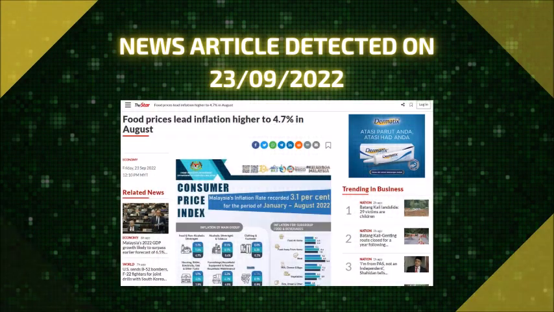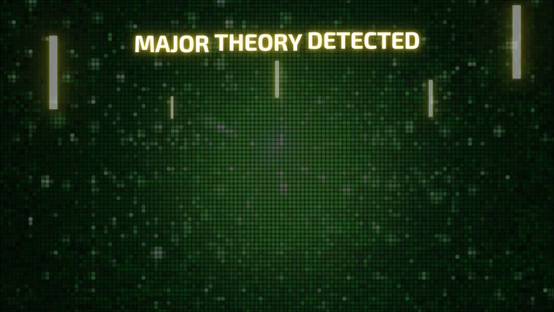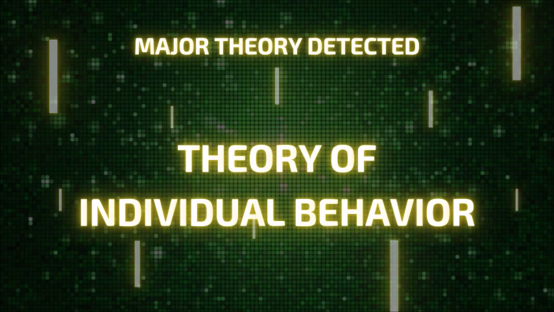News article detected: food prices led inflation higher to 4.7% in August. The following are the inflation rates provided in the article, which talks about the goods and services offered in the country which has a higher rate of inflation. The main theory detected in the article is the theory of individual behavior.